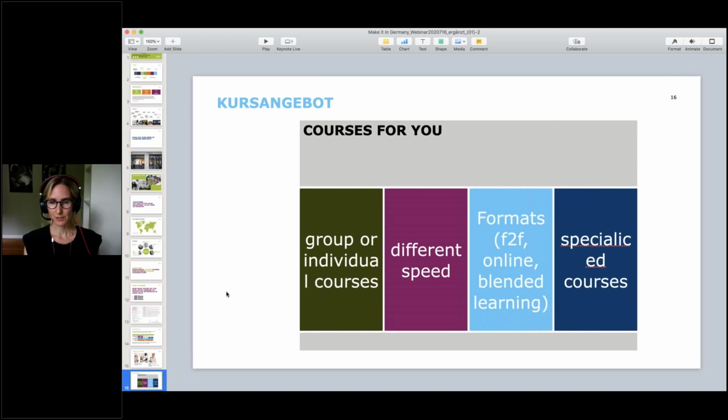We also have specialized courses that depend a lot on the Goethe-Institut in your country. They might offer courses especially for exams, so exam preparation courses or courses to practice your written skills, or sometimes depending on the country, we also offer courses for certain professions, for the medical profession, for instance, or for engineering jobs, and offer then specialized courses.